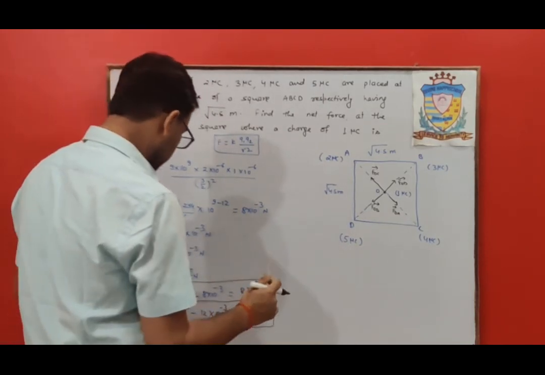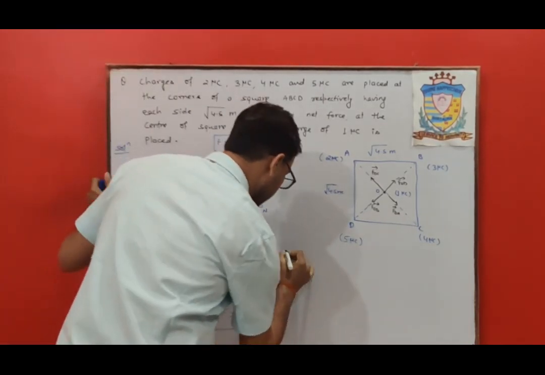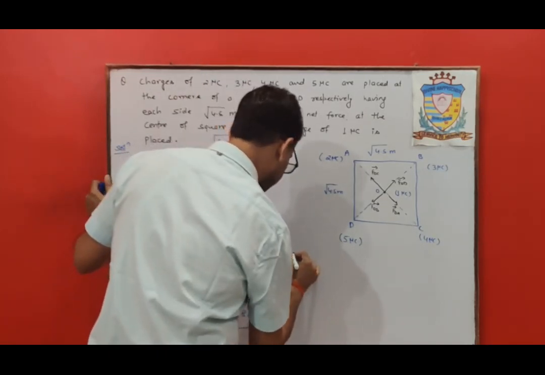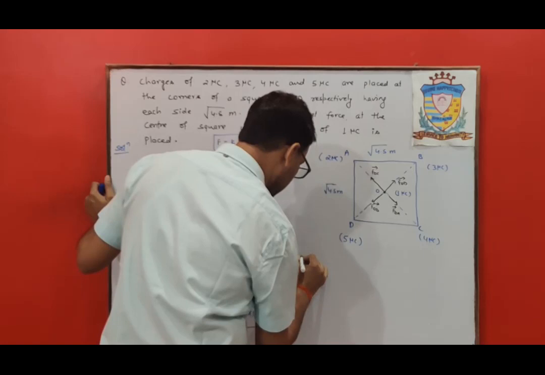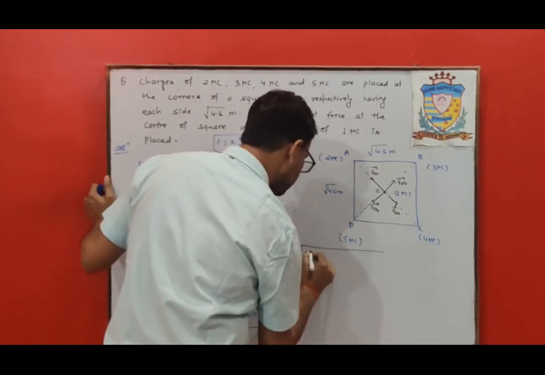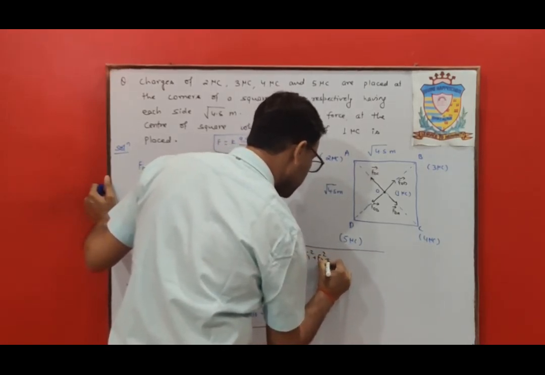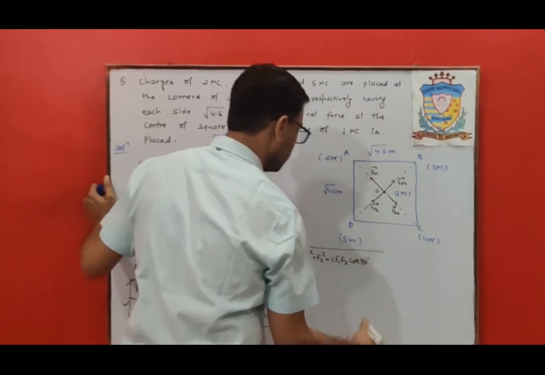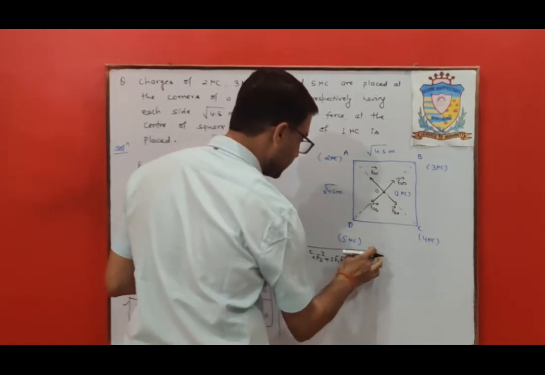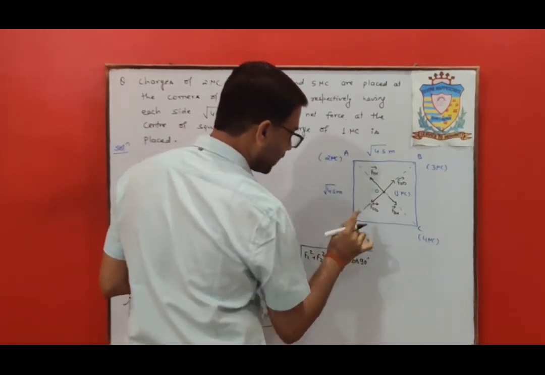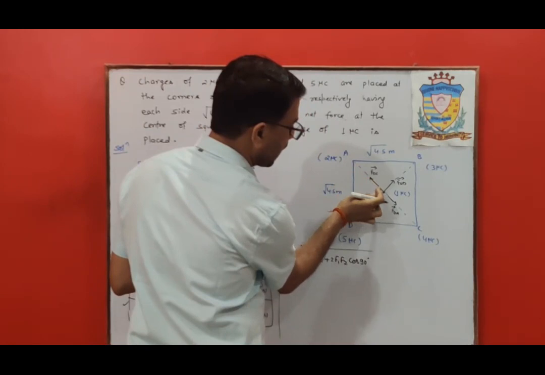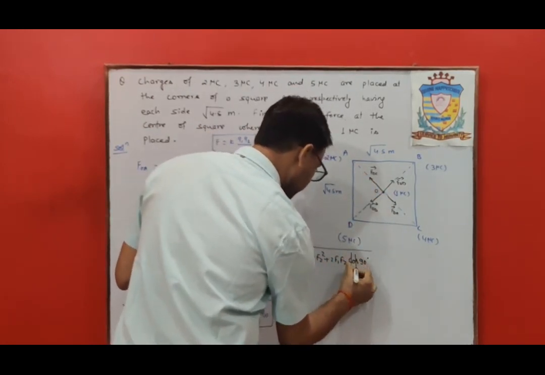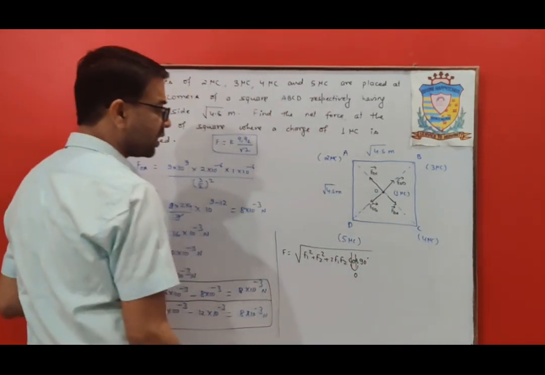So what are the net forces in these two? Again we calculate the value of F. So F equals under root F1 square plus F2 square plus 2 F1 F2 cos 90 degree, because the angle between these two is 90 degree. If one will act here, another will act here or here, so the angle between them is 90 degree. So the value of this term is 0.